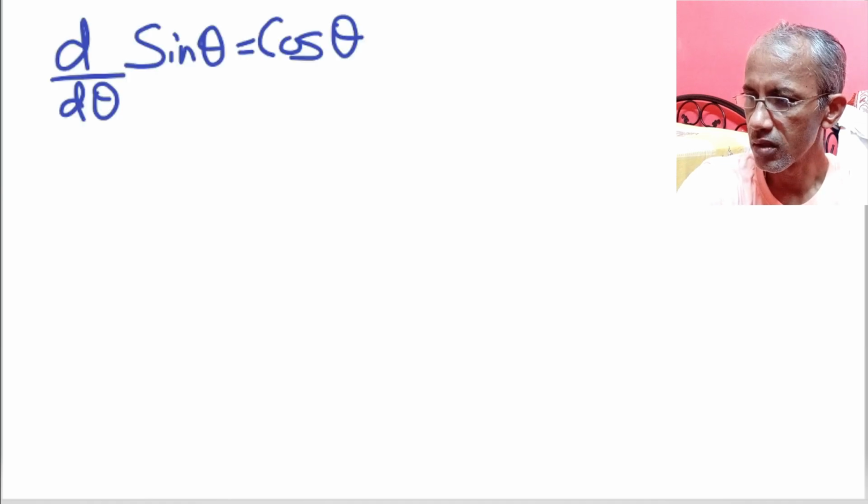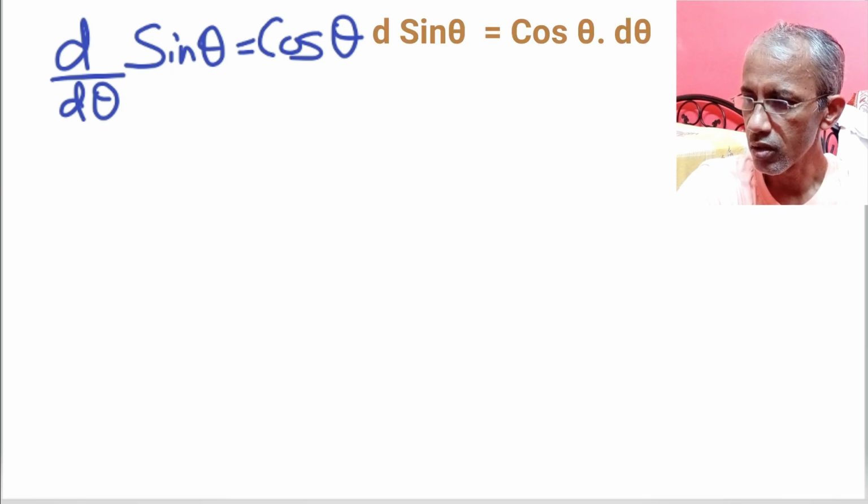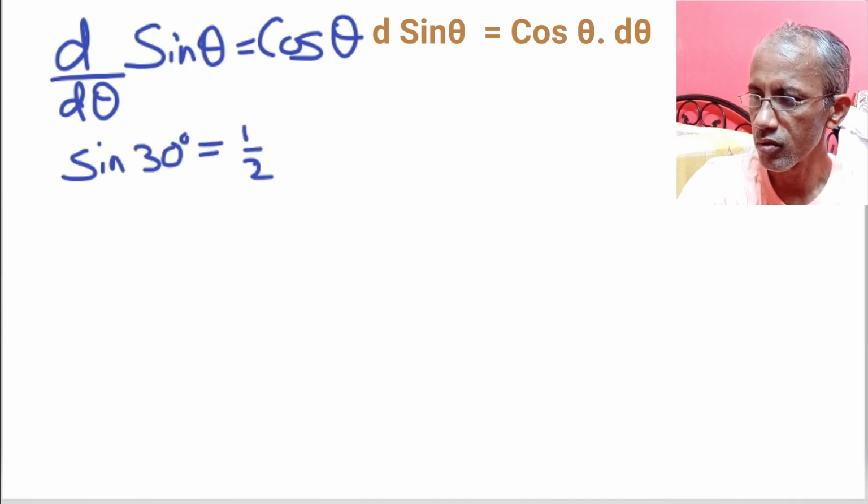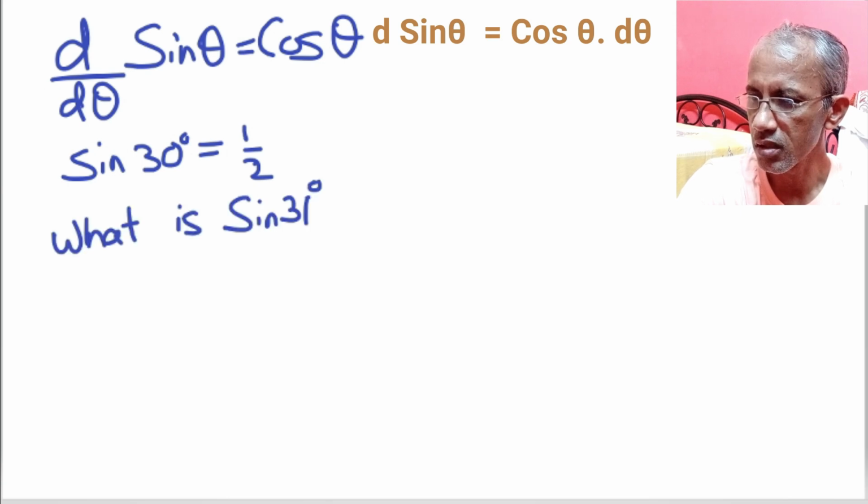We know that the change in the sine function, that is d by d theta of sine theta, is equal to cos theta. That means the change in the function will be equal to cos theta multiplied by the small change in the angle, that is the d theta. So we know the value of sine 30 degrees is equal to half, and we have to find out the value of sine 31 degrees.